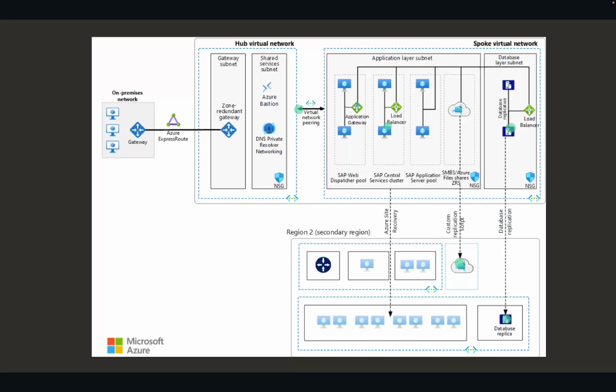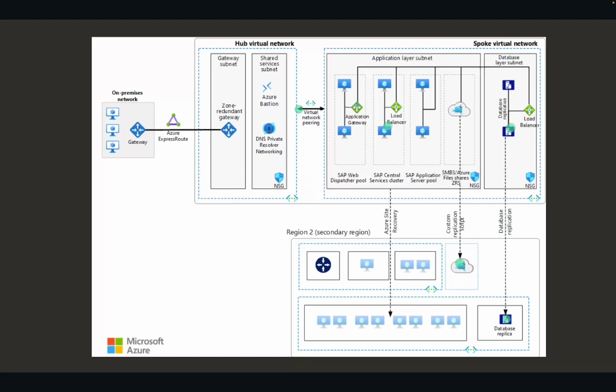Now we understood hub and spoke. Now we know that on the right hand side, where you have all the application servers, is the spoke network. So if we look at the spoke virtual network, we have SAP Web Dispatcher Pool VMs, SAP Central Services VMs, and Application Pool VMs. The SAP Web Dispatcher is used for load balancing SAP traffic among SAP application servers.